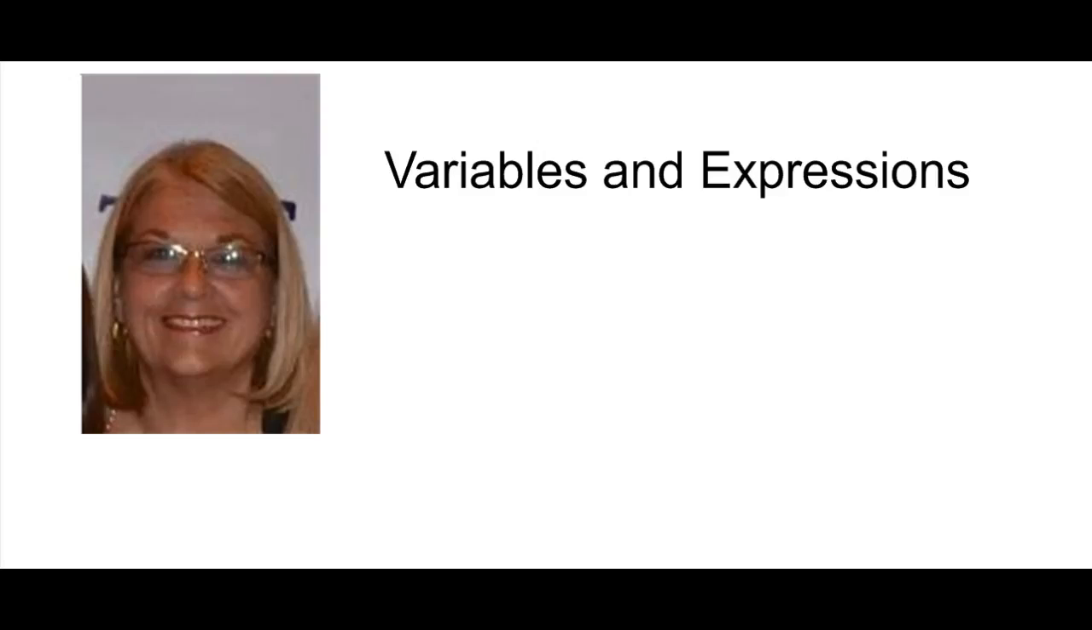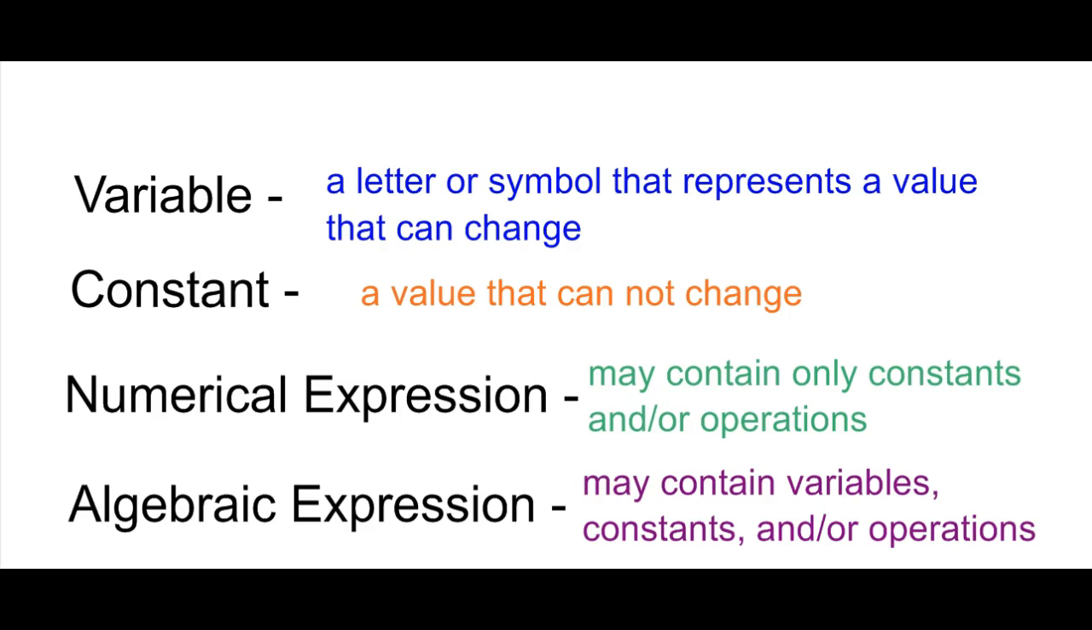We're going to talk today about variables and expressions, and that's vocabulary that you need to know. A variable is a letter or a symbol that represents a value that can change. Now, that can be an X, it can be a Y, it can be any letter, or it can be a question mark, it can be a square, it can be a circle, whatever. Those are variables. A constant is a value that does not change. So when you have just a number, that is a constant.